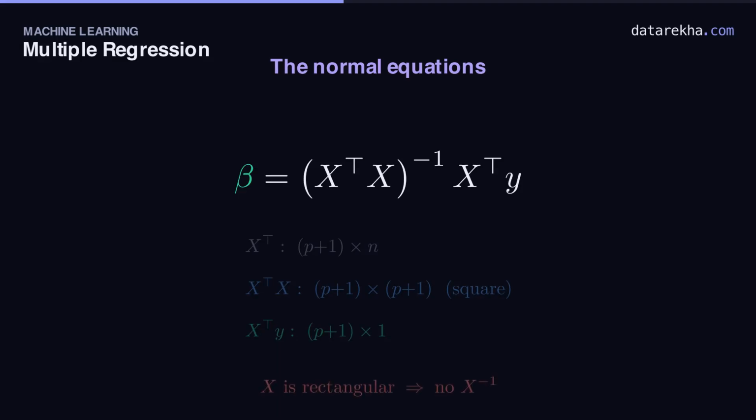And a crucial habit, we never invert X itself. X is usually a tall rectangle with no inverse at all. It is X transpose X, the square one that we invert. And even that only works when the columns of X are linearly independent.